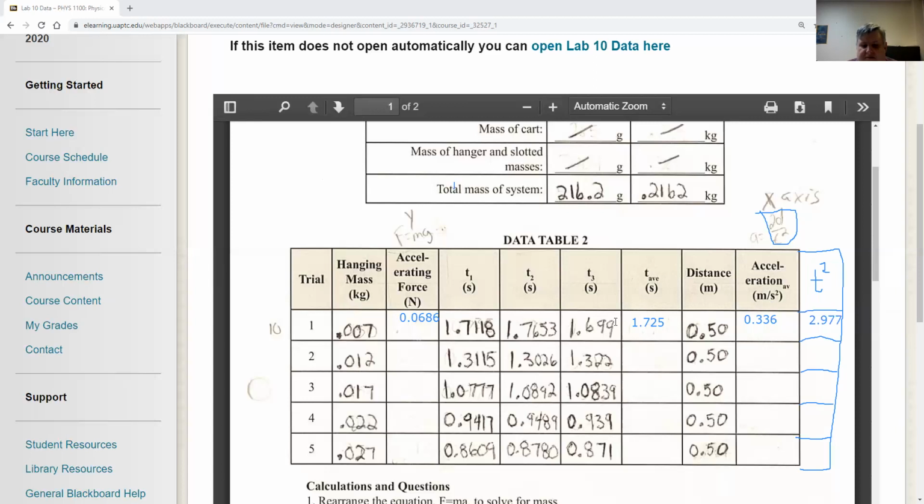So that's how you get these numbers. Get this one, multiply this by 9.8. That times 9.8 will give you this. You get this number, average these three numbers right here. To get this number, take this number and square it. And then you're going to take 1 divided by this to give you here. The 1 comes from multiplying 0.5 by 2.